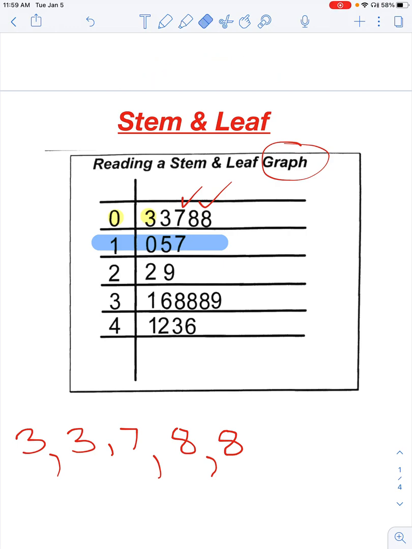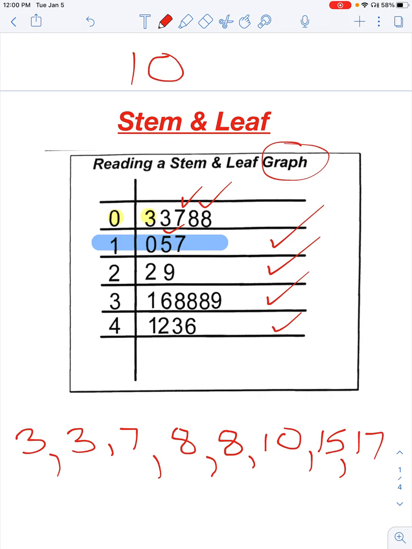Now what happens is when I start putting together my stems and my leaf, my stem is going to be a 1. So now you put it together with a 0, so my next number in my set is going to be a 10. And then you got the 5 here, which is going to make a 15. And then you got the 7, which is going to make 17. This is all the numbers that start with the 1. This group here is all the numbers that start with the 2. This whole group here is all the numbers that start with 3. And this group right here is all the numbers that start with 4.